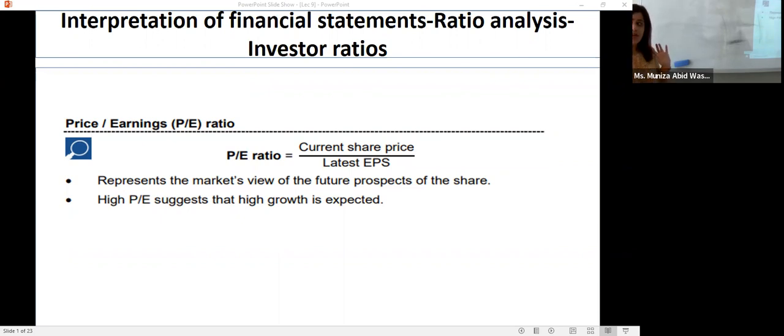Price to earning ratio, as its name suggests, is a ratio of the current share price and the latest earning per share of the organization. It represents the market's view of the future prospects of the share. How well the share price of the organization is performing in the industry will be known to us by having a look at the price to earning ratio. What is the future prospect of the company?